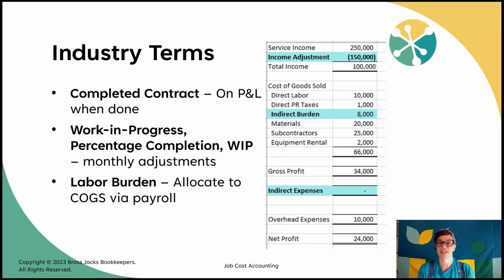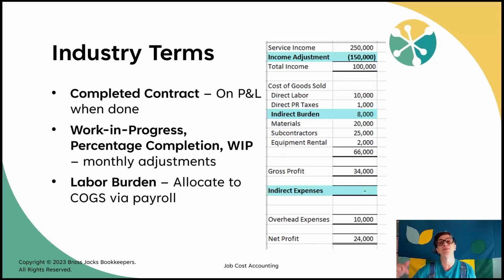The one that's often used by the remodeling industry and the trades is work in progress, also called percentage completion or the WIP. That's when we're making monthly adjustments to push and pull money between the months so that we do what's called a matching principle. And we're going to be learning what the matching principle is.